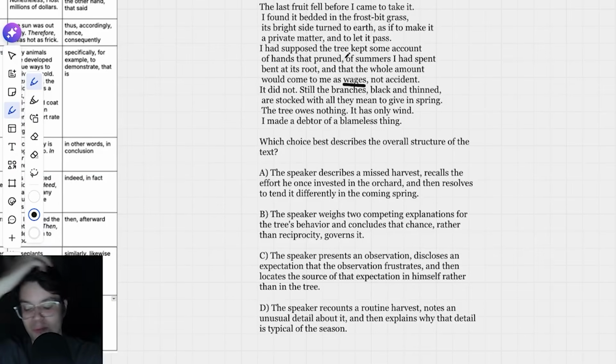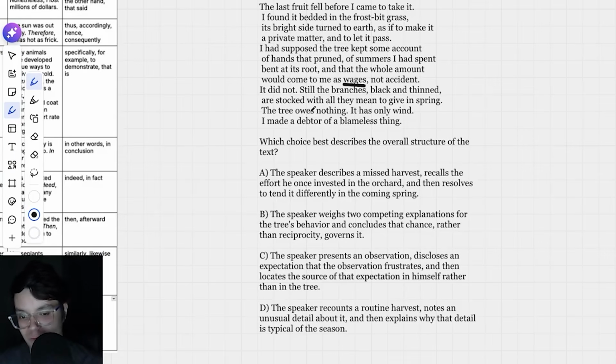Now I know that may have been a much simpler idea than what it looks like, but that's what is actually being said. And then we look here, "it did not." So this is not the case. It's not giving a reward. "Still the branches, black and thin, are stalked with all they mean to give in spring. The tree owes nothing." Okay, so the tree does not care how good you were to it. It's just living its life here.